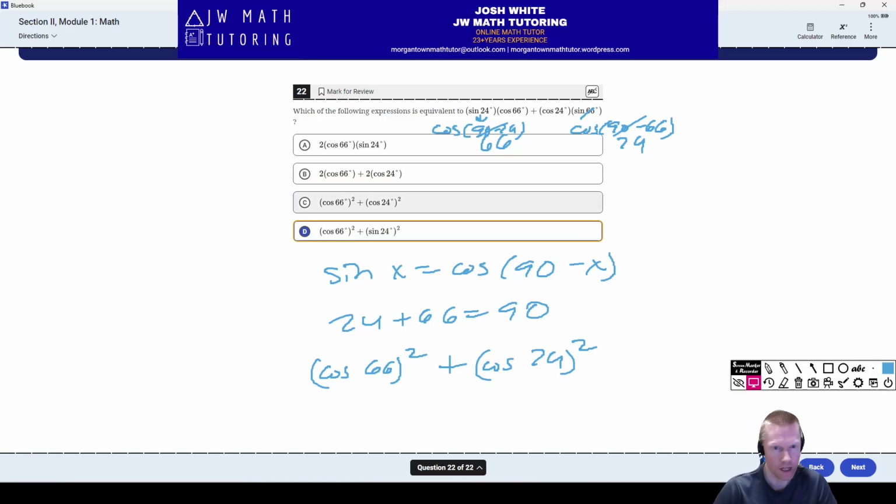No, why did I just choose that? Sorry, it's C, not D. C has the cosine 24 squared in it. I looked at the wrong answer choice. It's C, not D. Okay.